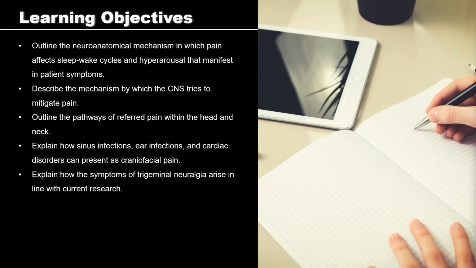Now we've caught up, let's focus on the learning objectives of this video. By the end of this video, you should be able to outline the neuroanatomical mechanism in which pain affects the sleep-wake cycles and hyperarousal that manifests in patient symptoms. You should be able to describe the mechanism by which the central nervous system tries to mitigate pain. You should also be able to outline the pathways of referred pain within the head and neck.